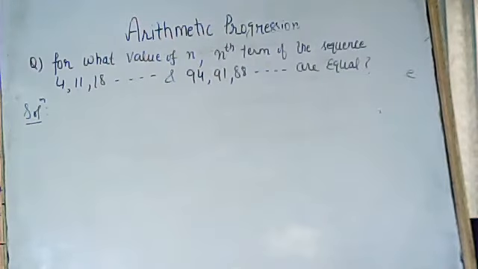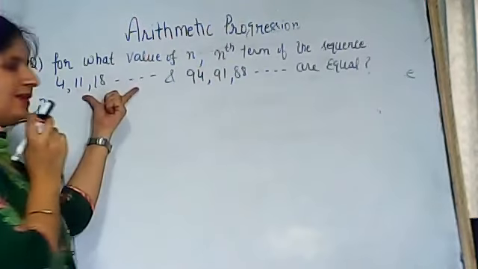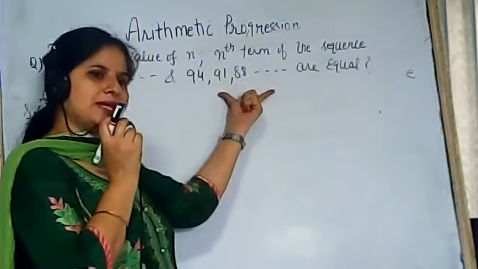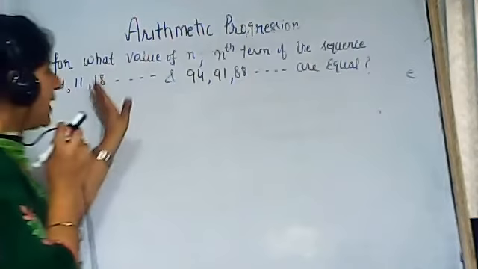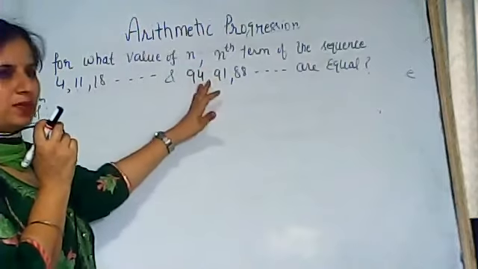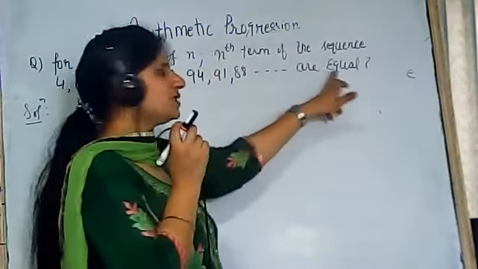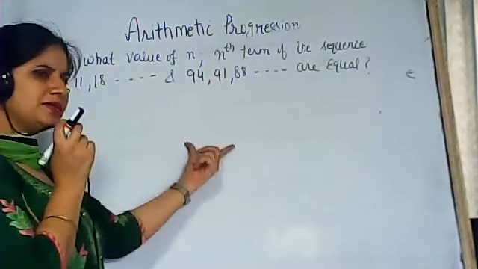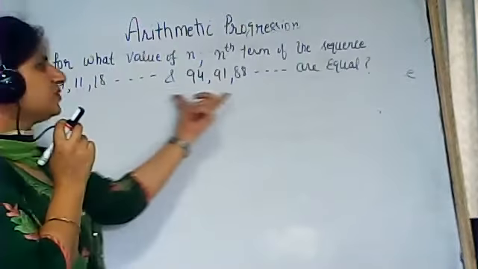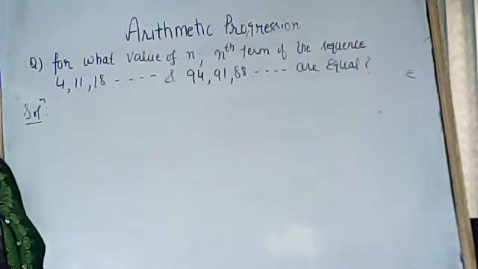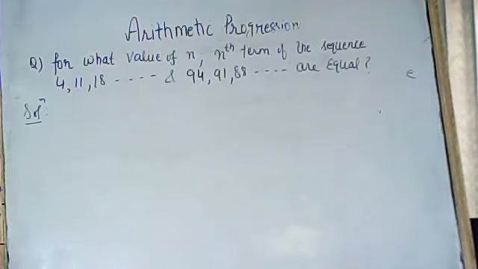So first of all, what we have to discuss in this question? Firstly, we shall calculate the nth term of first sequence. Then we evaluate the nth term of second sequence. Then we equate nth term of both the sequences. Since nth term of these sequences are equal, it means firstly we shall evaluate their nth term. Then their nth term will be equal, and from that equation we shall calculate the value of n. So let us start with the simplification of this example.